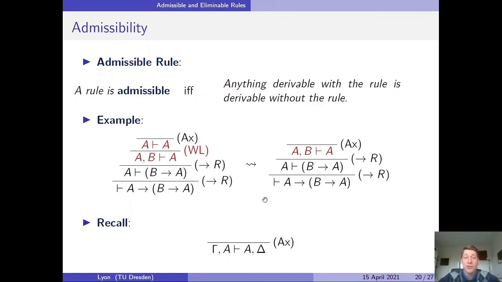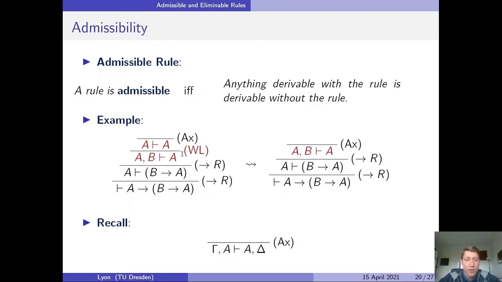And again, we can show this in all generality, that given any derivation, if it makes use of the weakening left rule, there exists a derivation which does not make use of the weakening left rule. And I'm actually going to prove that in a couple of slides. So that is an example of admissibility.